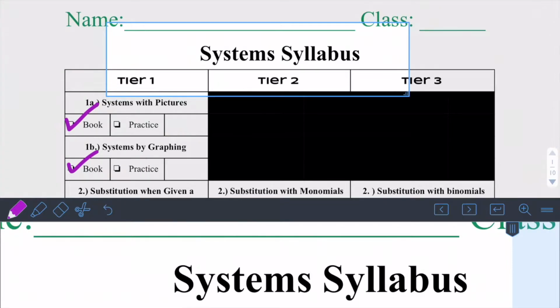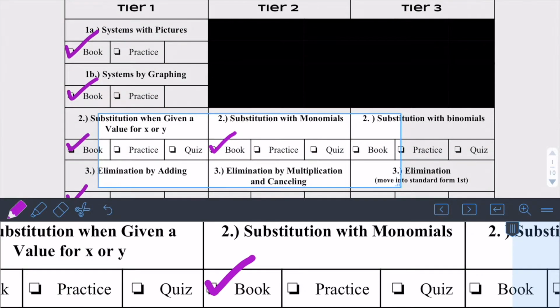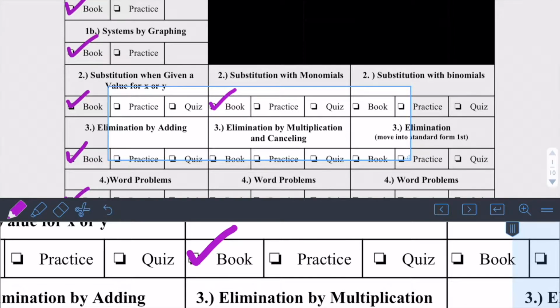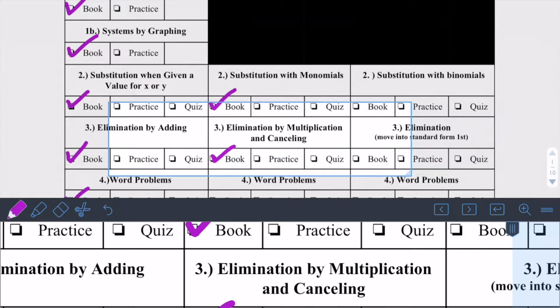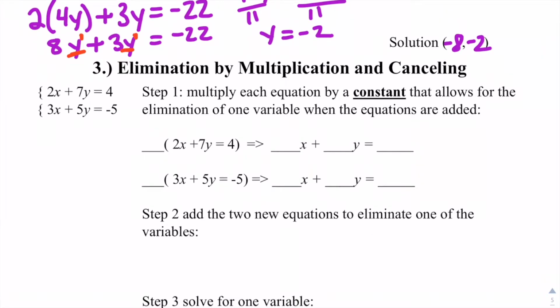Staying here in Unit 2, Tier 2, we're now going to come down and do elimination by multiplication and canceling. Check off our little booklet. So when you want to use elimination by multiplication and canceling, you want to follow some easy steps.